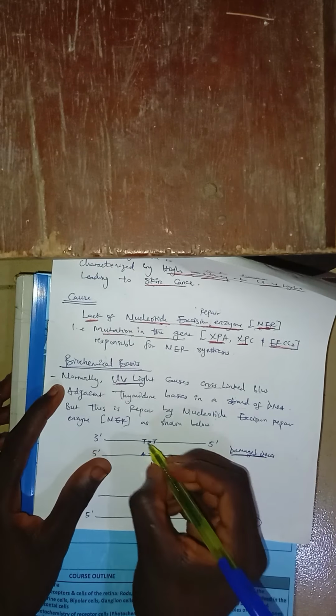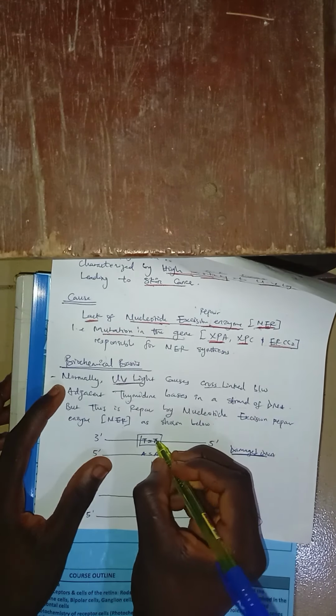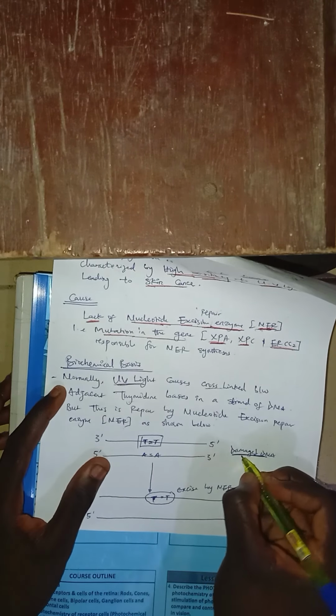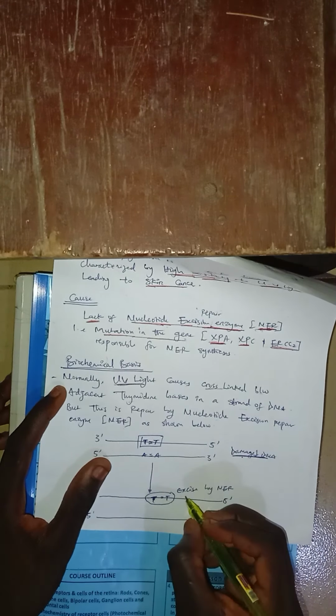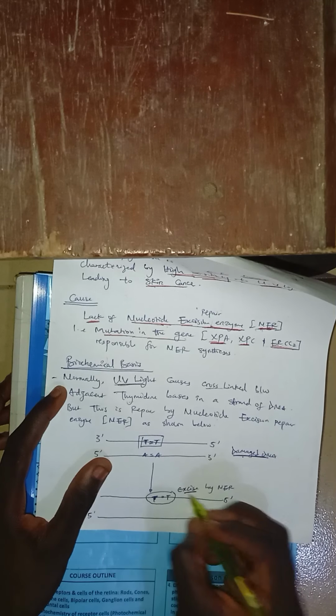So let's say this one is a damaged DNA, for example. You can see that the thymines are polymerizing. When this DNA is damaged by the UV light, what will happen? It will be excised, removed by the nucleotide excision repair enzyme.